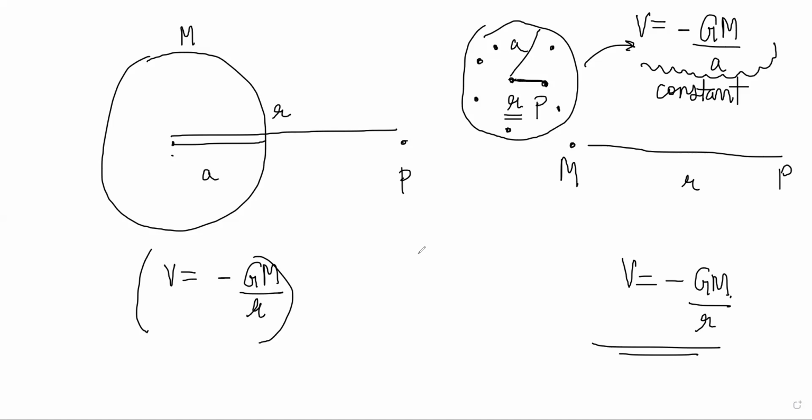Do you know the field for a continuous uniform body? Is it defined as gm by r square for a uniform continuous body and not a point mass? What you are saying, the field formula is true only for point masses. Okay, right.